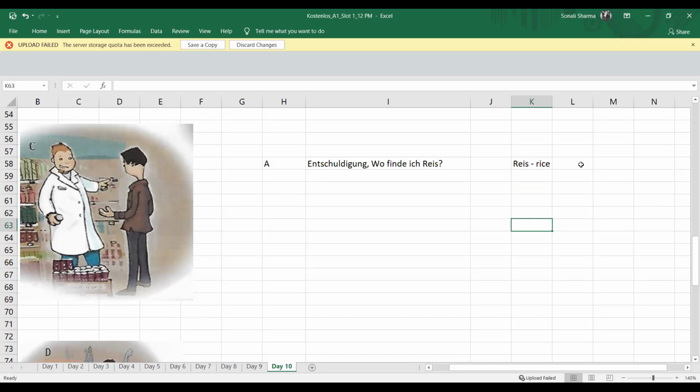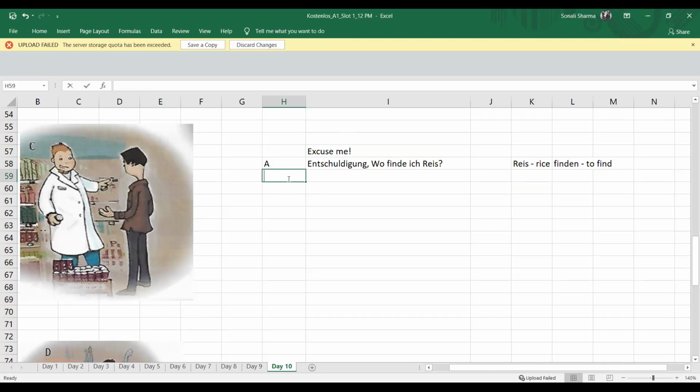So where can I find rice? And the verb finden is to find. The verb finden is to find. Entschuldigung, I guess you guys know this is excuse me. I'm going to write it on the top. So, excuse me, wo finde ich Reis?